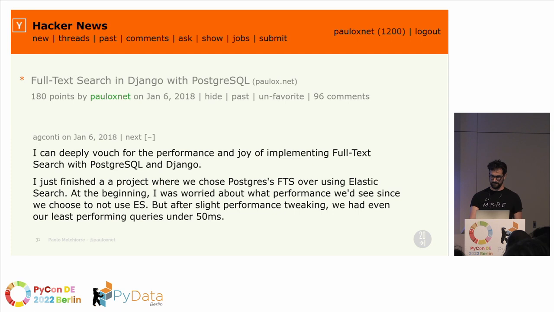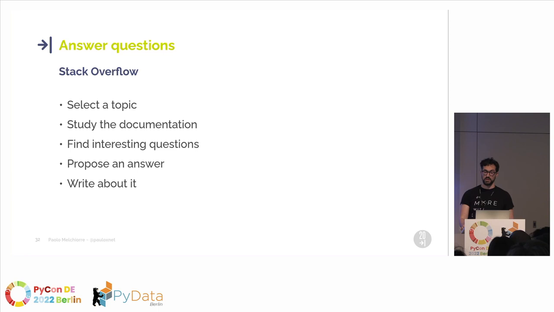Another effective way I used to improve my knowledge of Django was to answer as many questions as possible from other developers. For example, at some point, I decided to deepen the Django ORM. I studied all the official documentation, and then I went to Stack Overflow to look for questions with interesting problems, at which point I tried to solve those problems myself and sent the answer, receiving several comments. In some cases, I even had the opportunity to write an article about it.